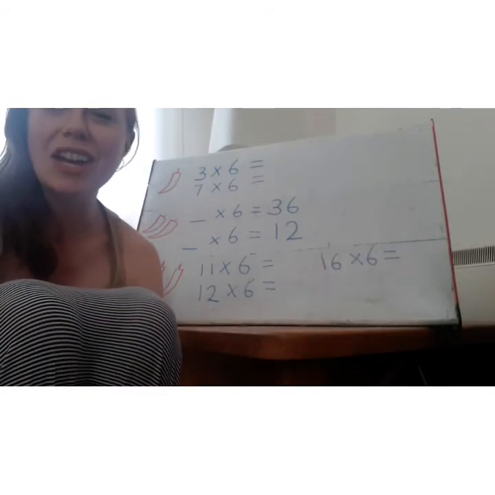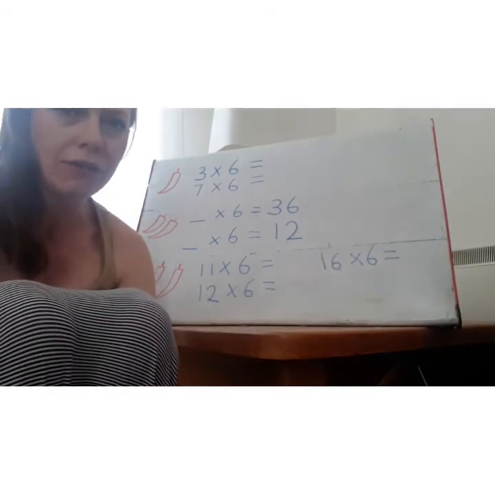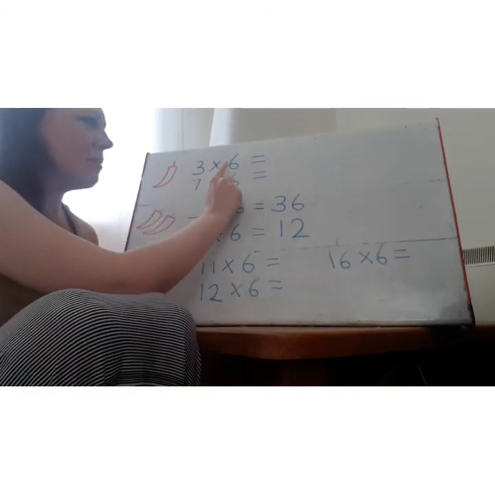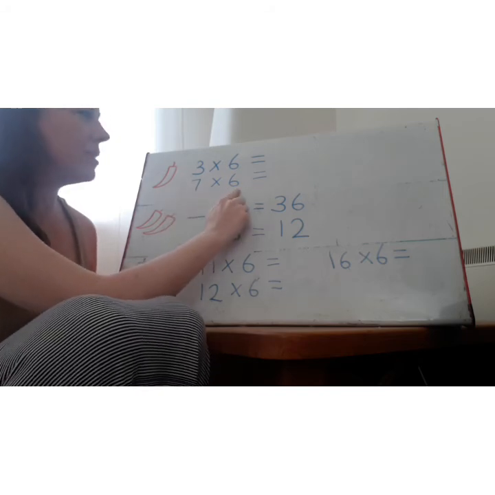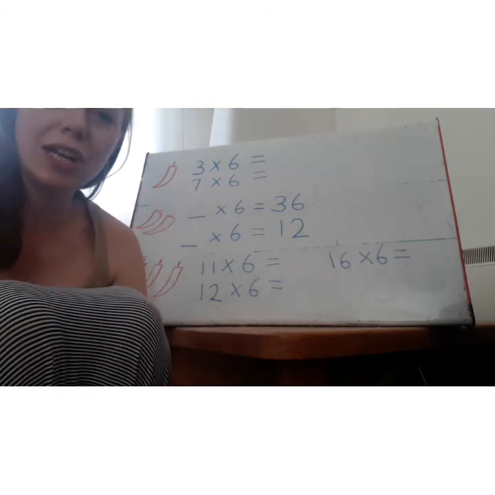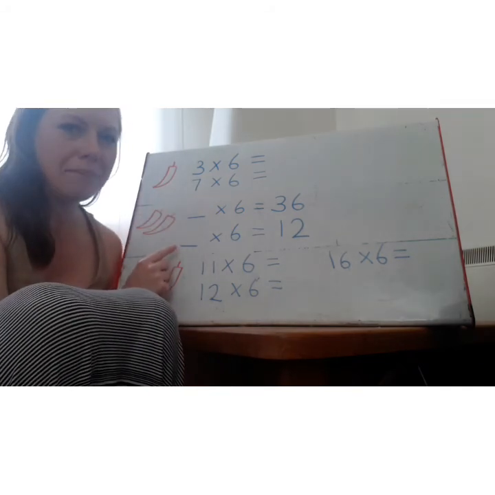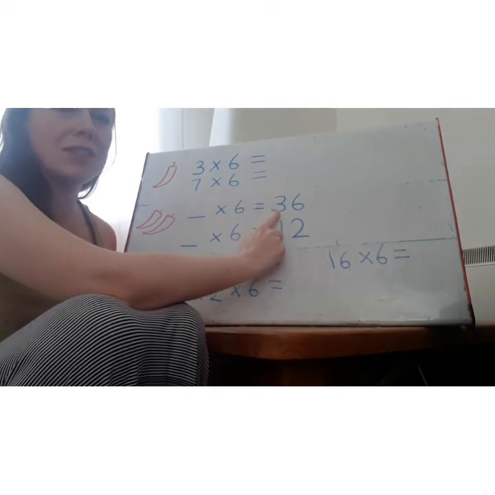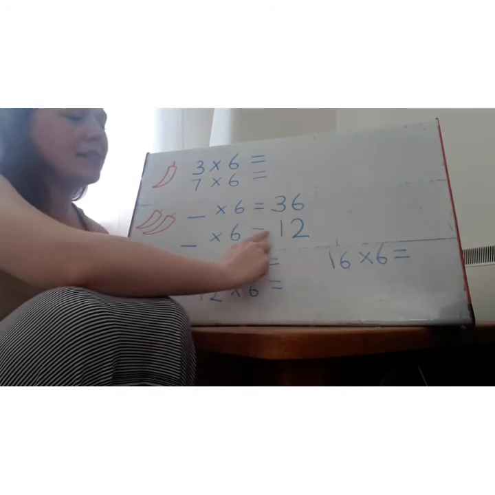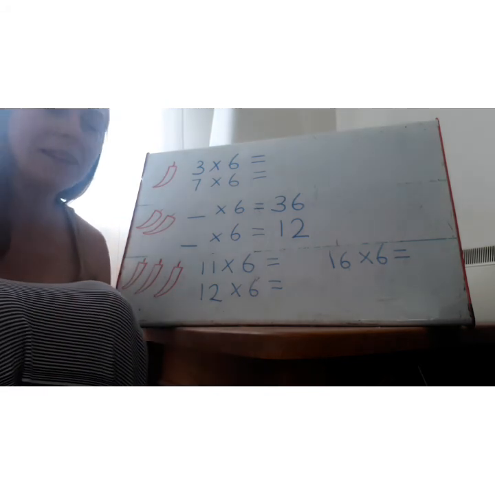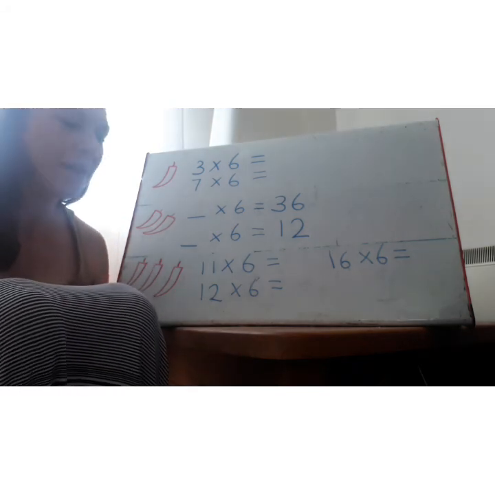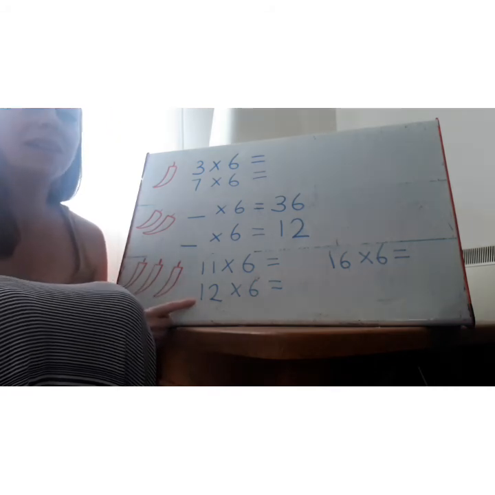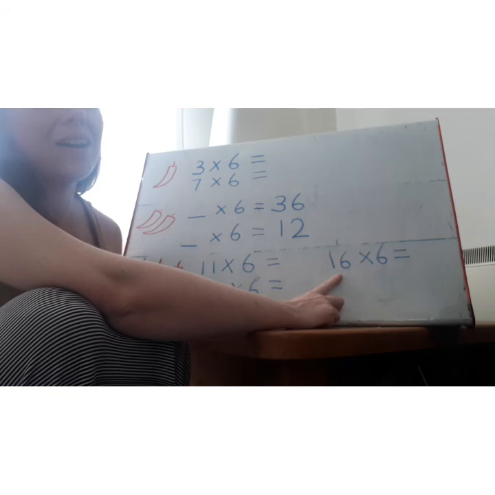Okay guys, so I've got some chili challenges for you to finish off, and here they are. If you want to have a go at the 1 chili, can you do 3 times 6 and 7 times 6? And our 2 chili, can you find the missing numbers? For our 6 times tables, you've got the answers. You've got something times 6 is the same as 36, and something times 6 is the same as 12. And if you fancy a 3 chili challenge today, can you find out what 11 times 6 is, and what 12 times 6 is, and what 16 times 6 is?